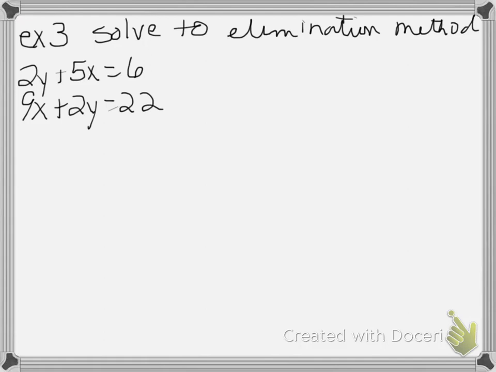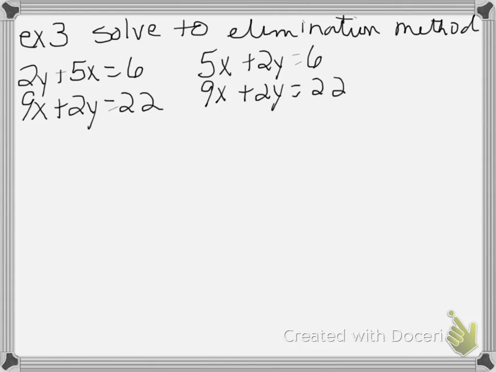Example 3, first, I have to have my variables in standard form where they align up. In the first equation, my y and my x are backwards, so I need to rewrite it to say 5x plus 2y is equal to 6. And I'm just going to recopy the second equation. Now, if you will notice, they are not opposite coefficients. Both of the y's have 2y. I need one of them to be a negative.